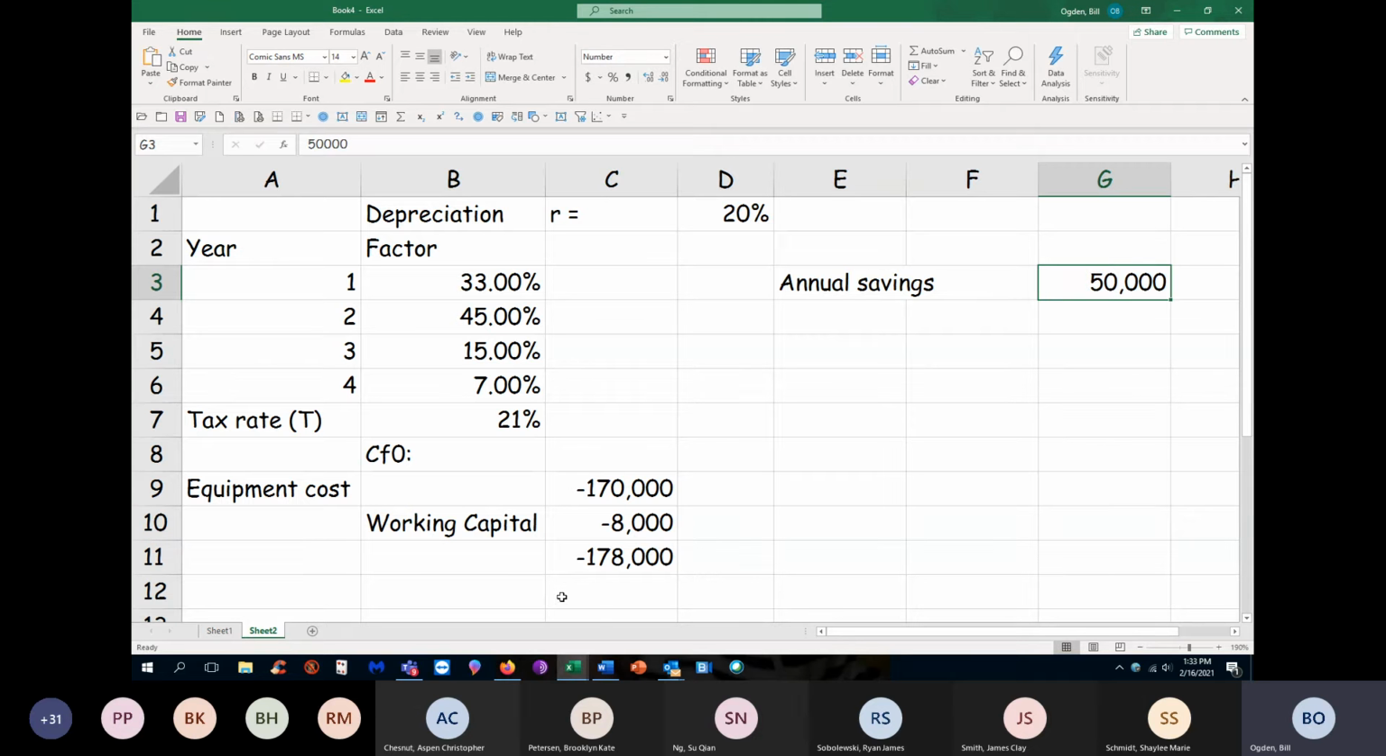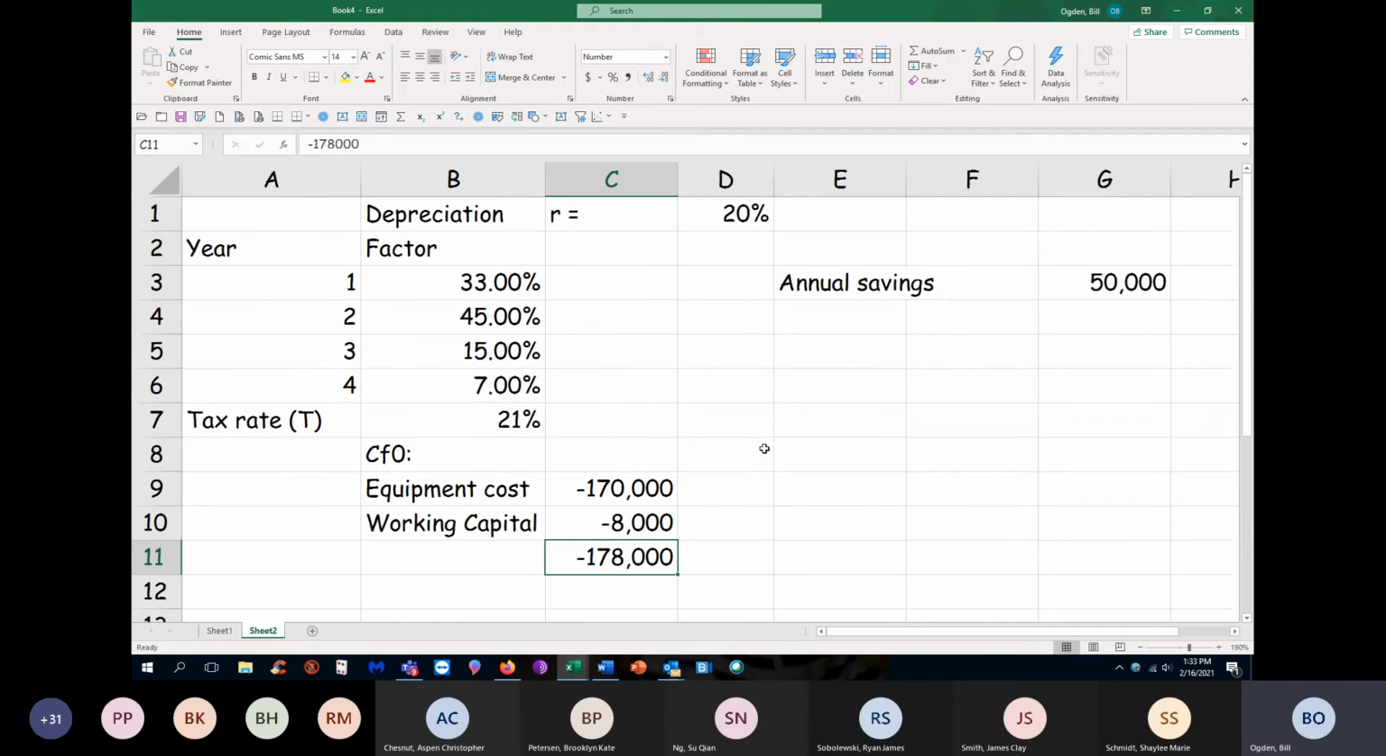So cash flow zero, I pretty much did that one for you. 170, that's the cost of the equipment. And then the working capital, I don't know why these have to be on separate columns. Anyway, the working capital is an additional 8,000. So to start this project, the company would have to invest $178,000.